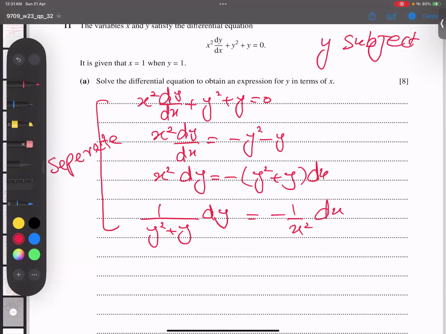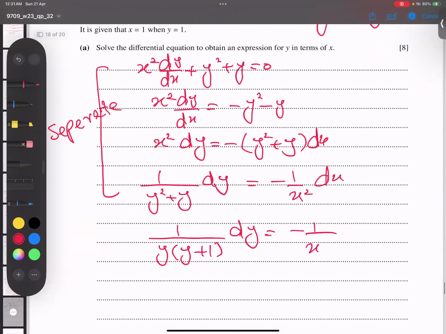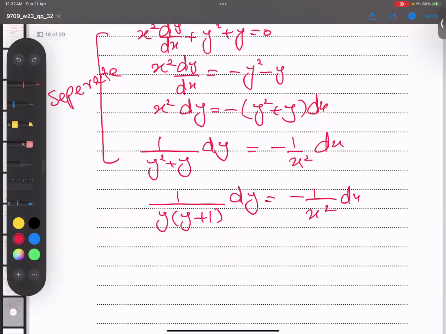The next step is integration. But can I do integration directly? No way. I have to take common out. I get y plus 1. And you know, students, repeat my words, listen carefully. Whenever two factors or three factors multiply in the denominator, we have only one choice, that is called partial fraction.